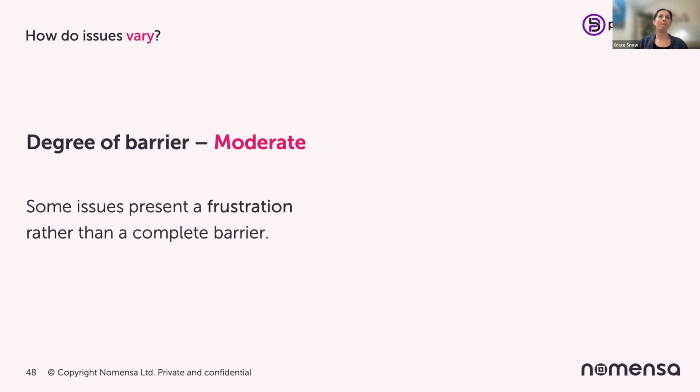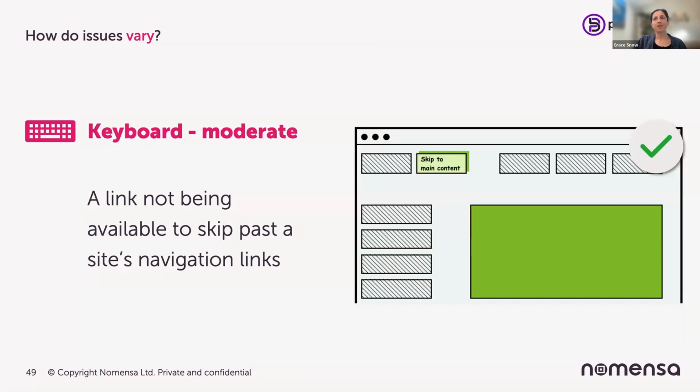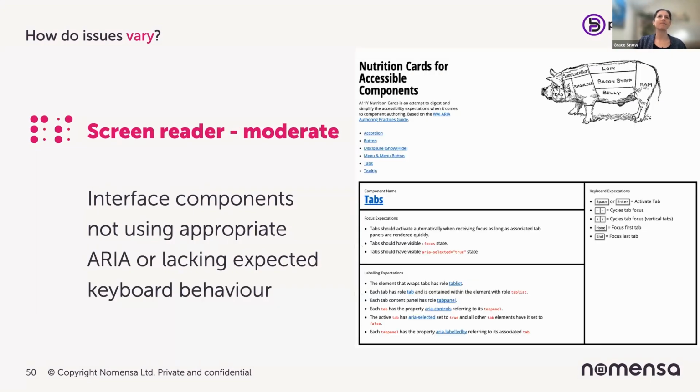And then thinking about moderate when we're talking about severity. So some issues present a frustration rather than a complete barrier. So a moderate issue might be not having a bypass, a skip link at the top of the content. That might be a bit annoying because suddenly with a keyboard, you do have to tab through every single navigation item. So it's a frustration, but it's not the end of the world for them. You can get past it.